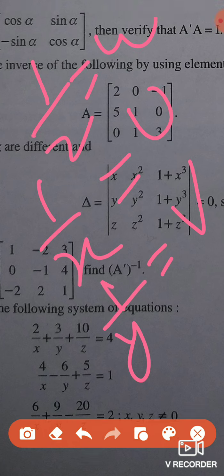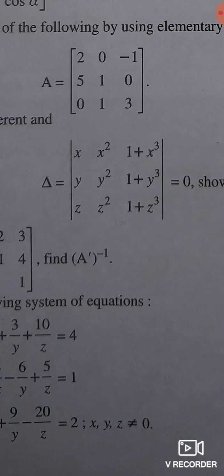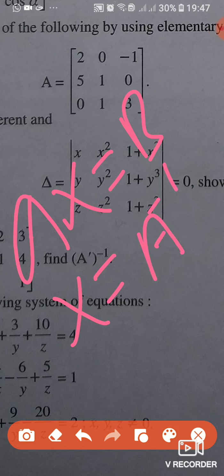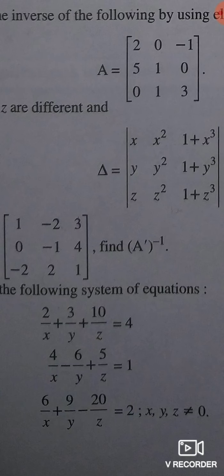Then we will apply the concept AX equal to B, X equal to A inverse B. After this you can solve. At first you will find A inverse, then you multiply A inverse by B. Now what is A and what is B, you must know. The elements of A are the coefficients of 1 upon x, 1 upon y, 1 upon z.